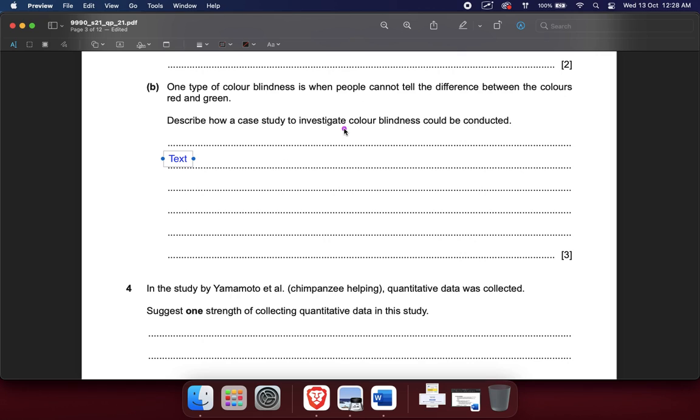Now, how many marks is this question? Can you see? 3 marks. 3 marks means I need 3 distinct points, right? In order to get my 3 marks. So what could those distinct points be? Firstly, what's the question asking us to do? Describe, so you have to give some details, how a case study to investigate color blindness could be conducted. So if you had to do a case study involving one person, we're focusing on one person to investigate color blindness.